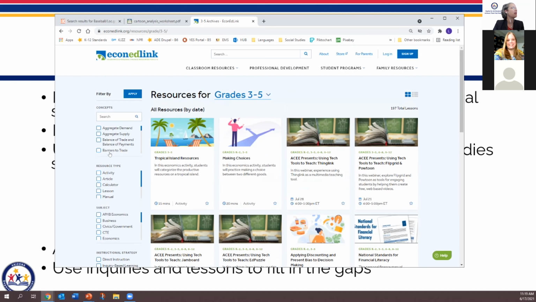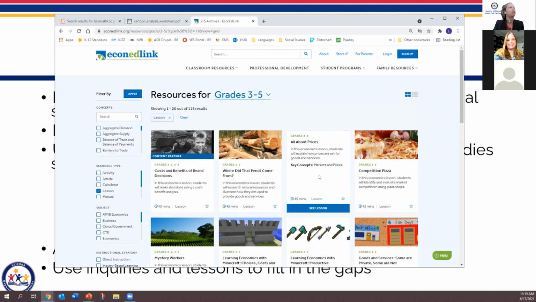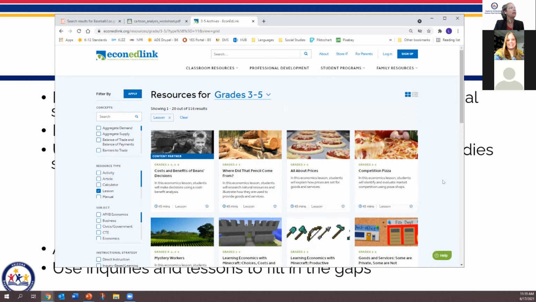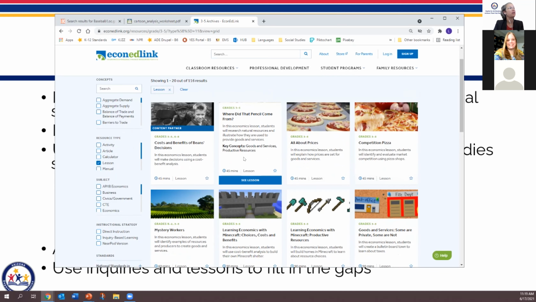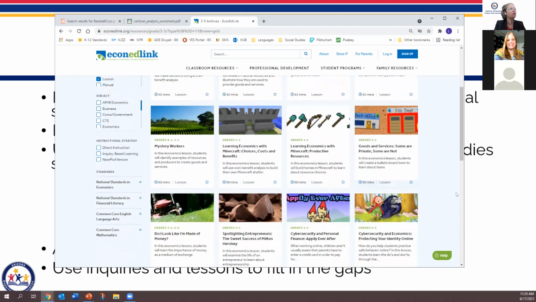You can search by lesson and click apply for a filter. What that does is bring up all of these lessons that are geared just for grades 3 through 5. So here's one about prices and pizza. Where did a pencil come from? So you're talking about resources. You can talk about the forests of Arizona and bring in some geography, like the different regions that Heather had talked about in that one lesson. You've got different things on workers, Minecraft, all sorts of great lessons.